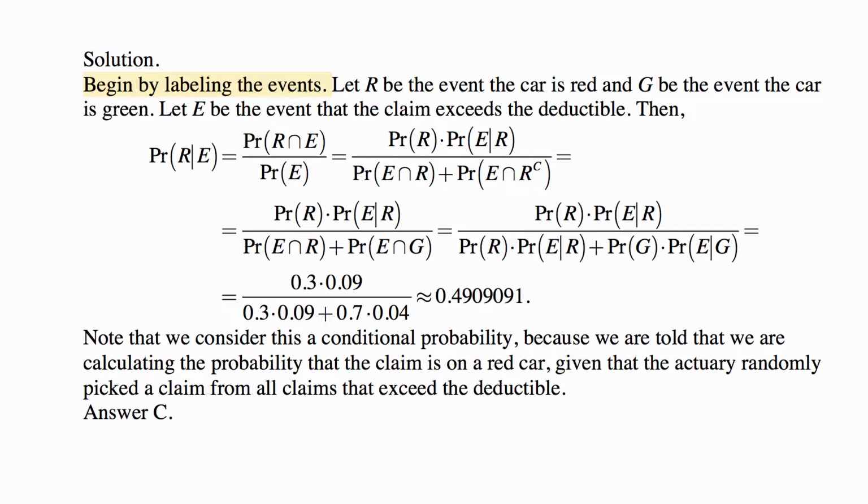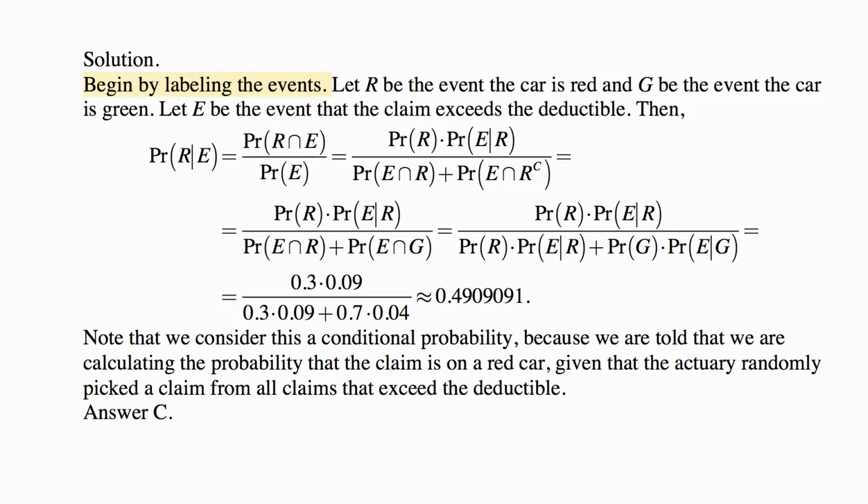And we are looking for the probability that the car is red given that, because remember, the actuary picked only from those that exceed the deductible. So that was given, that we exceed the deductible. So the probability we're looking for is the probability of R given E, which by definition is the probability of R intersection E divided by the probability of E.